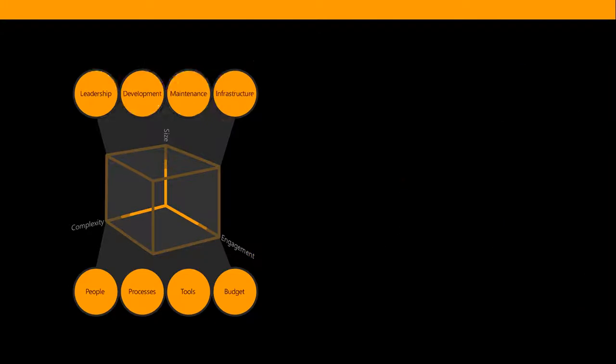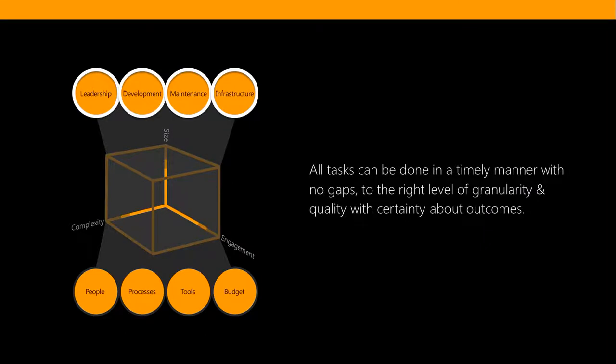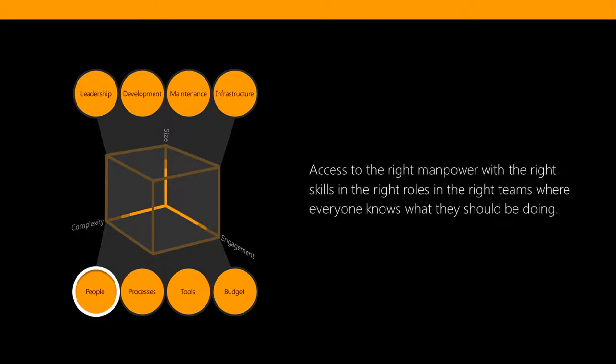For each of the high-level activities, stability means that all tasks can be done in a timely manner and with no gaps, to the right level of granularity and quality, and with certainty about expected outcomes. For example, that web publishing will produce content that is accurate, readable, error-free, and up-to-date. Within the resource of people, stability requires that you, as a supervisor, have access to the right manpower with the right skills, placed in the right roles in appropriate teams, where everyone knows exactly what they should and should not be doing, and can act with the authority to make things happen.